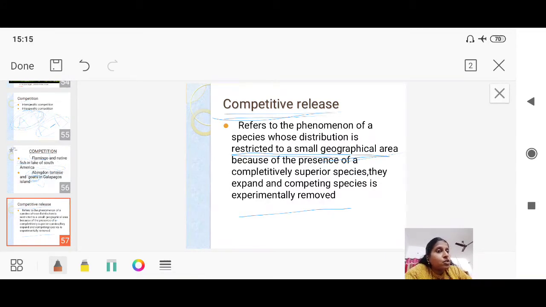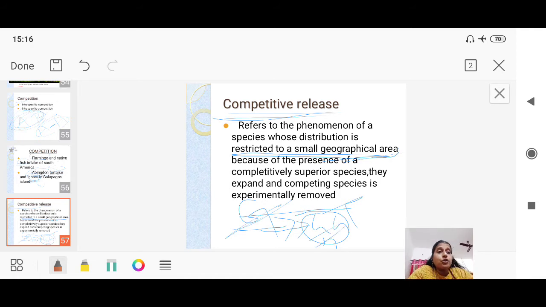It refers to the phenomenon of a species restricted to a small geographical area. The Abingdon tortoise was present in one small geographical area. Now one competitively superior variety came into that area. Who was that? It was the goat. When the goat came into that area, they started multiplying, their number went on increasing. What happened to the tortoise? The tortoise number went on decreasing, because in this competition the goats were superior to the tortoise. Later, who was removed? The tortoise was removed. Who took over? The goats took over. So this is an example of competitive release. The same is seen with invasive species.